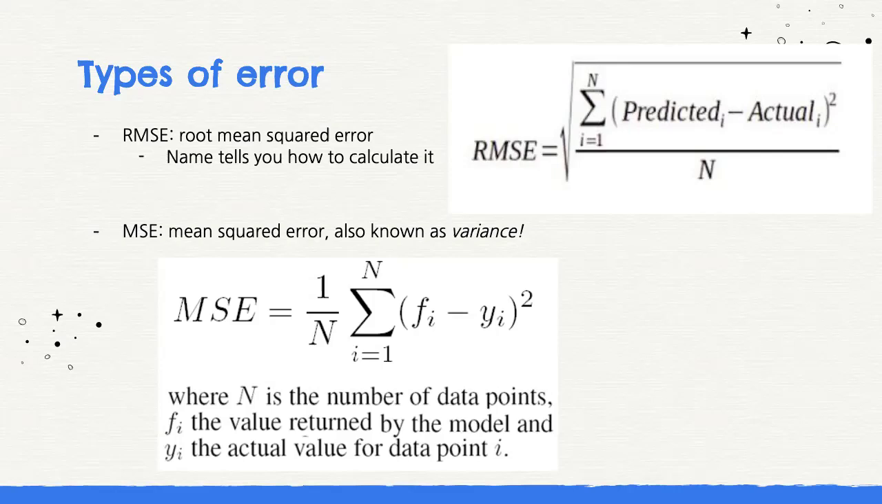But actually mean squared error ends up being a lot more significant in fields like statistics because it's also called variance, which we will also run into later. So don't forget about this one, even though this is the one that you'll probably be using more often.